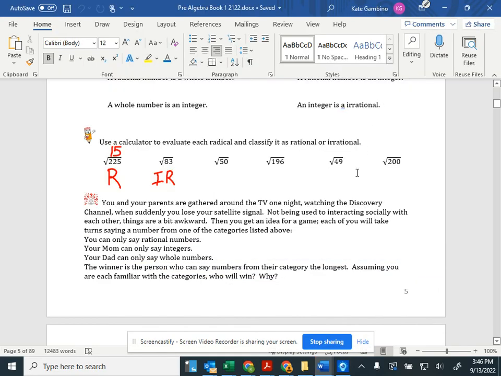And then we have our bottom question. You and your parents are gathered around the TV one night watching the Discovery Channel when suddenly you lose your satellite signal. Not being used to interacting socially with each other, things are a bit awkward. Then you get an idea for a game. Each of you will take turns saying a number from one of the categories listed above. You can only say rational numbers, your mom can only say integers, your dad can only say whole numbers. The winner is the person who can say numbers from the category the longest. Assuming you are each familiar with the categories, who will win and why? So you're going to come up with an answer for that and explain it.